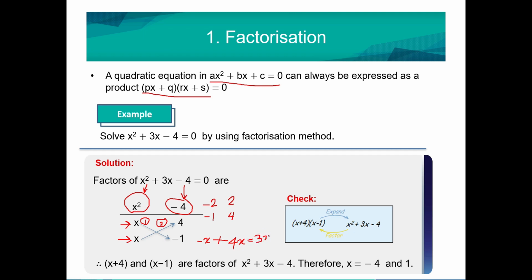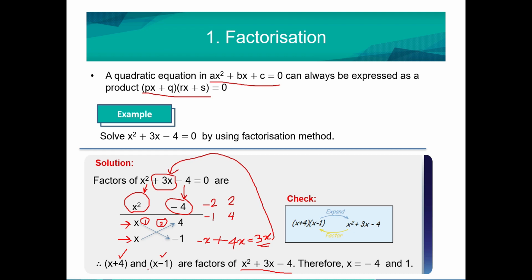So this value must be equal to the second term of the equation, the term for x power 1, together with the sign, positive 3x. So this is also positive 3x. So that means x plus 4 and x minus 1 are the two factors of this expression.